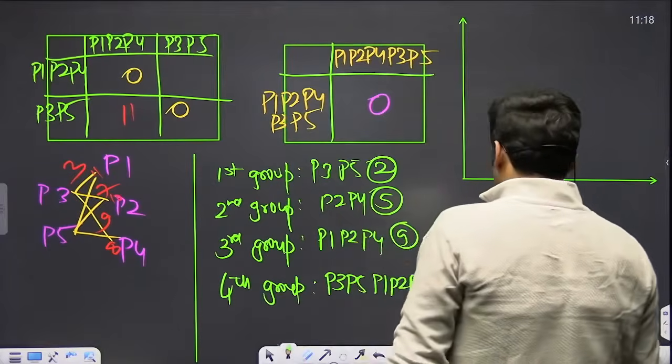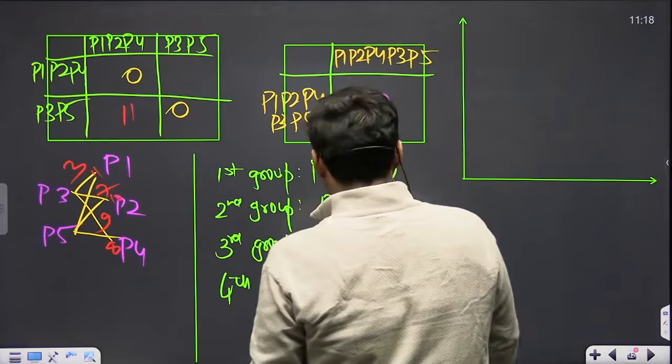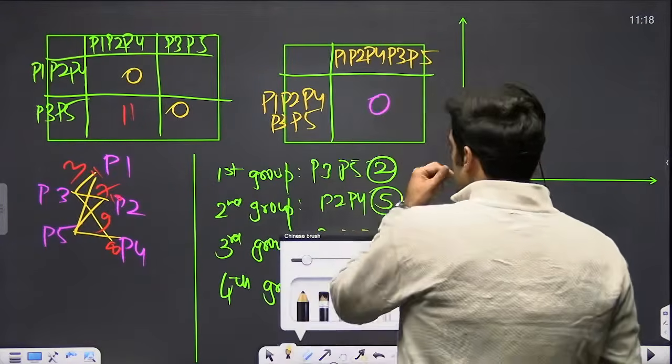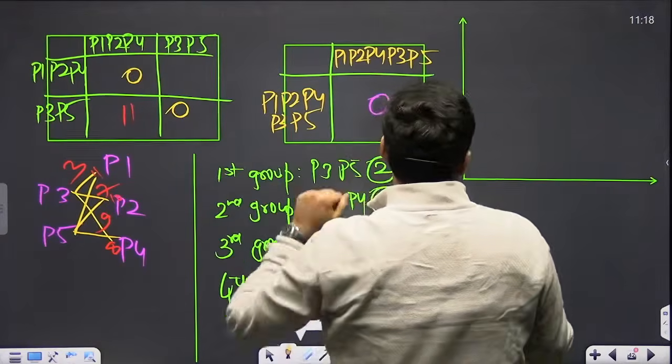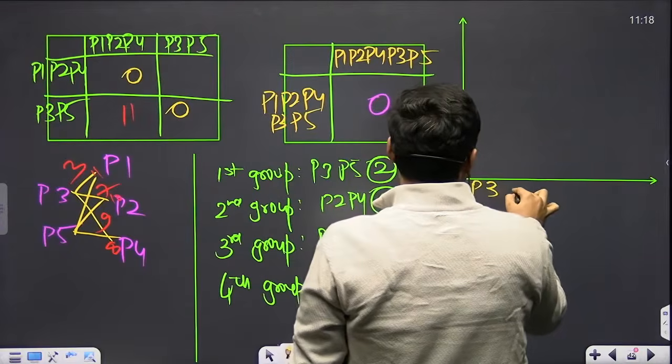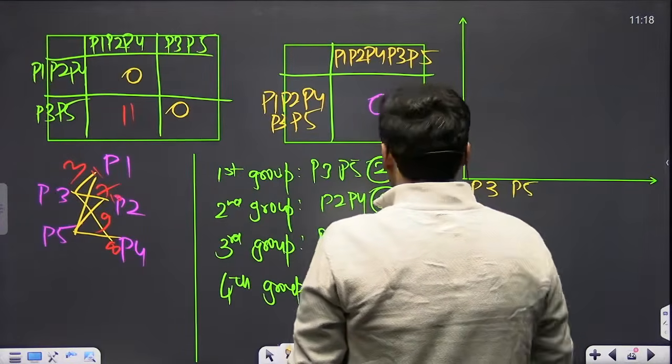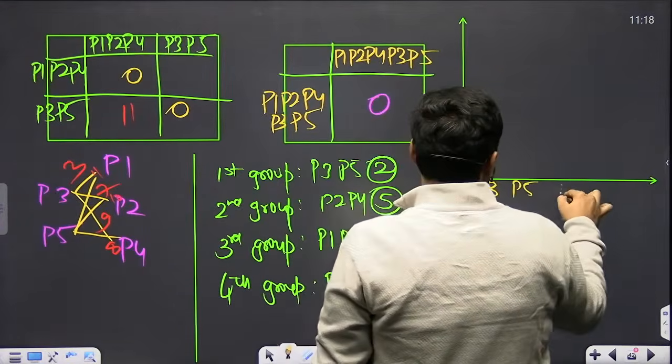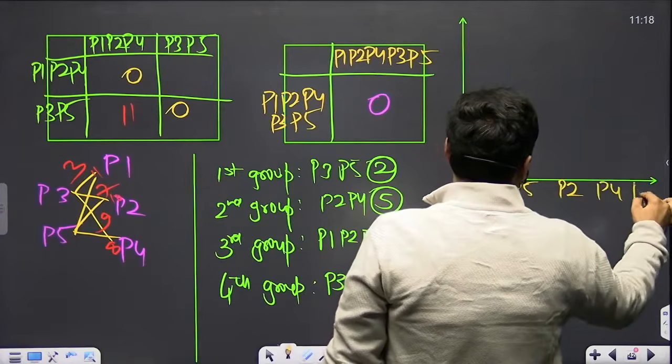Now I have to make a dendrogram. So in which form would the dendrogram be made? First I'll club P3 and P5, then I have P2, P4, and then I have P1.